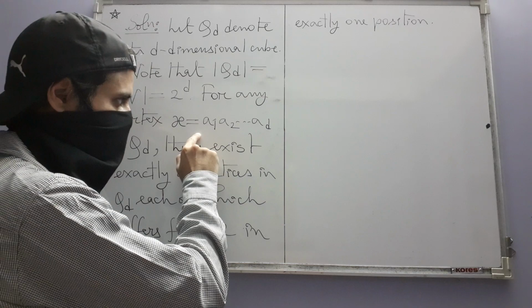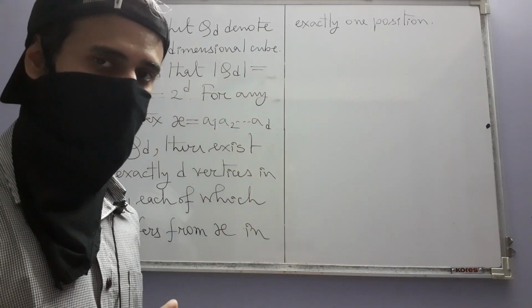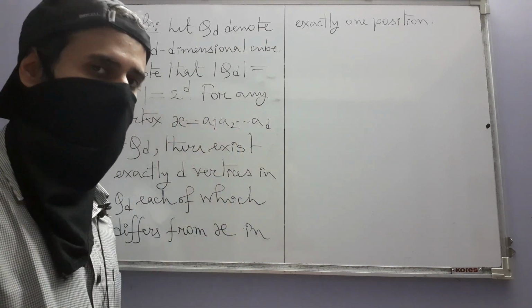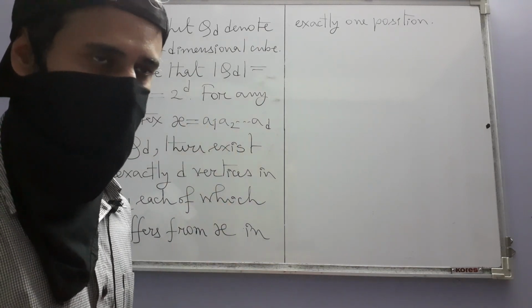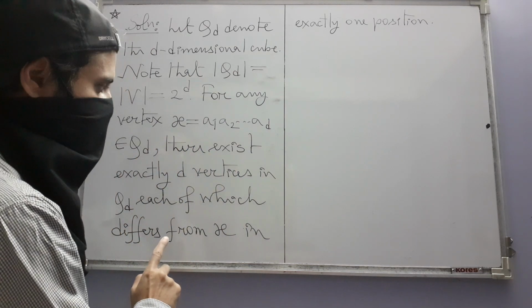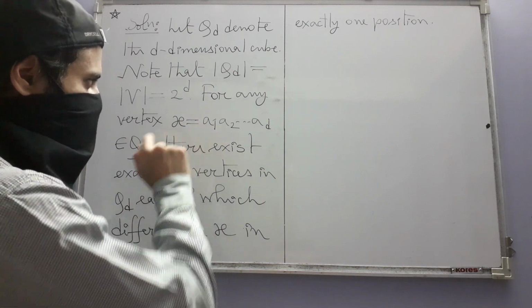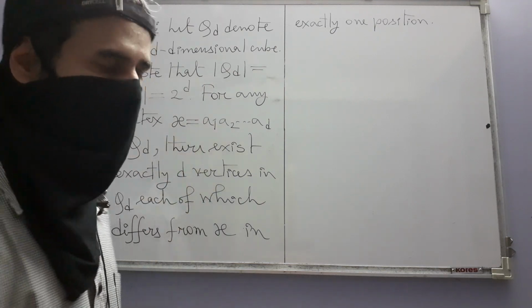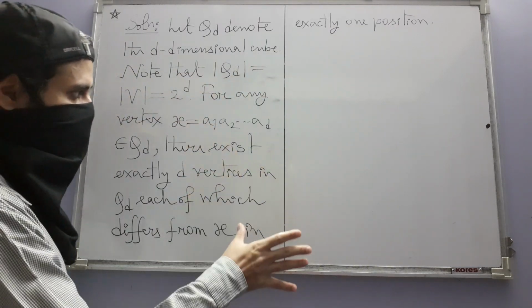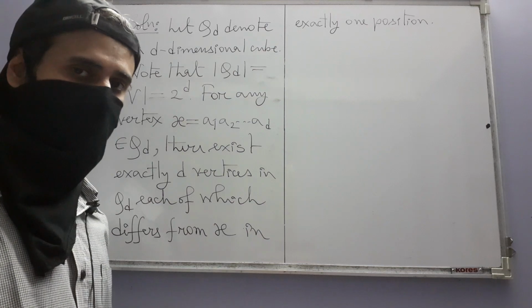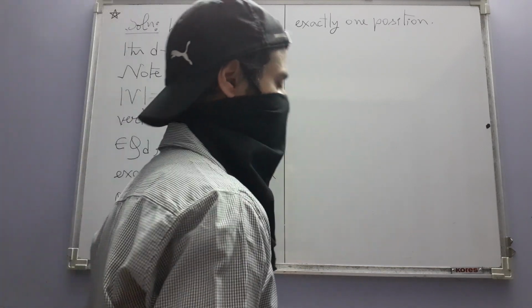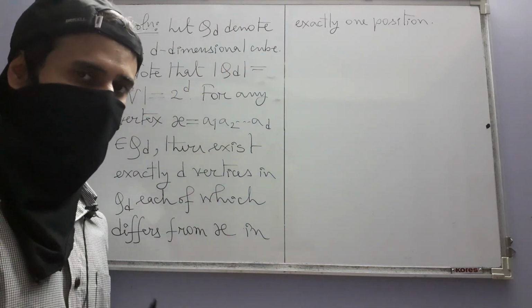Similarly, you can find other d minus 1 such vertices which differ from X in the second position, third position, and so on in the dth position. And that's just it. So there will be precisely d vertices in QD that differ from X in exactly one position. And that just means that these are precisely the vertices that are going to be adjacent to X in our hypercube graph, I mean d-dimensional cube. This graph is also sometimes called hypercube graph.